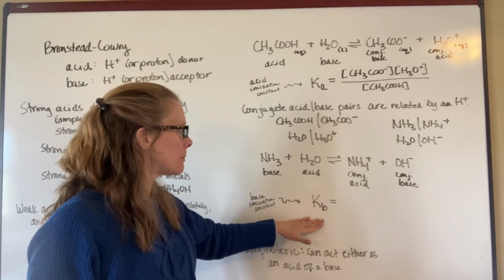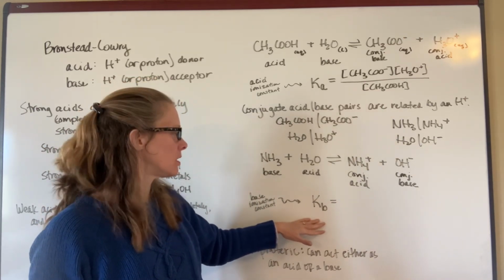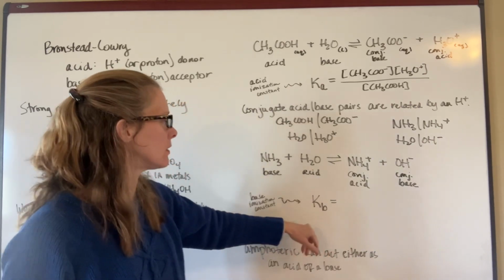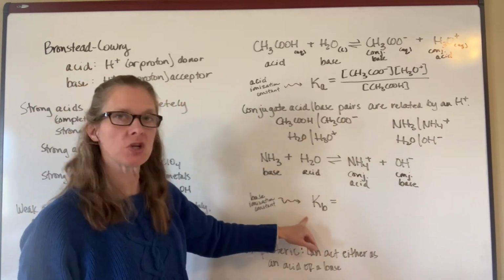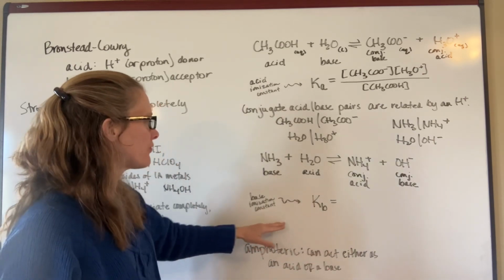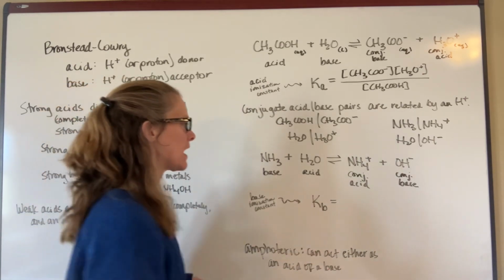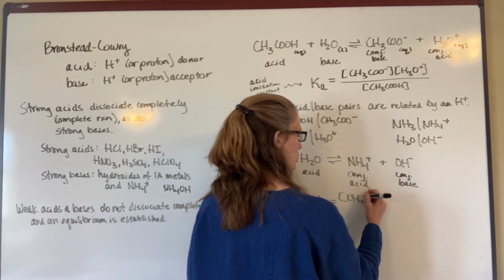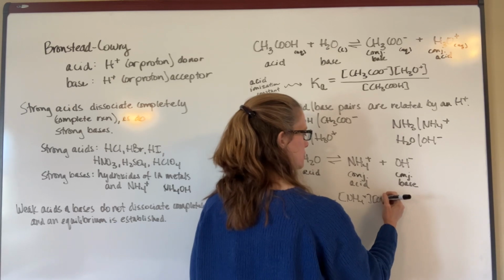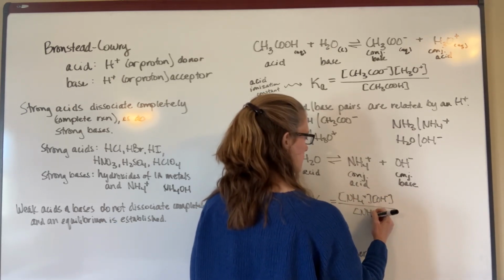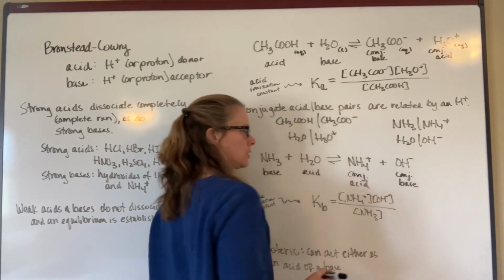I could also write a base ionization constant, or I would have a base ionization constant. I could write an expression for this as well. And there would be numbers associated with these. You can look these up in reference tables. You can find them online. So if I'm going to write an expression for Kb from my ammonia, I'm going to have NH4 plus times the concentration of OH minus over the concentration of NH3.